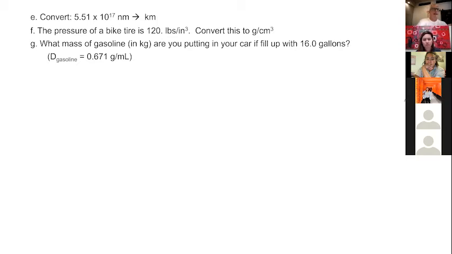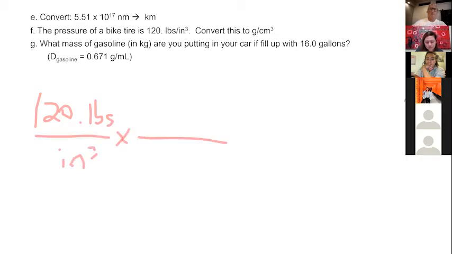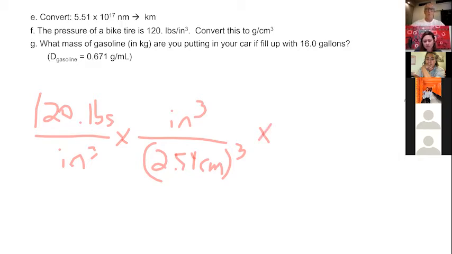So we had 120 pounds over inches cubed. And then we converted our inches cubed to centimeters cubed. And then we needed to convert this pounds to grams. And it was pointed out that there is 454 grams in 1 pound.